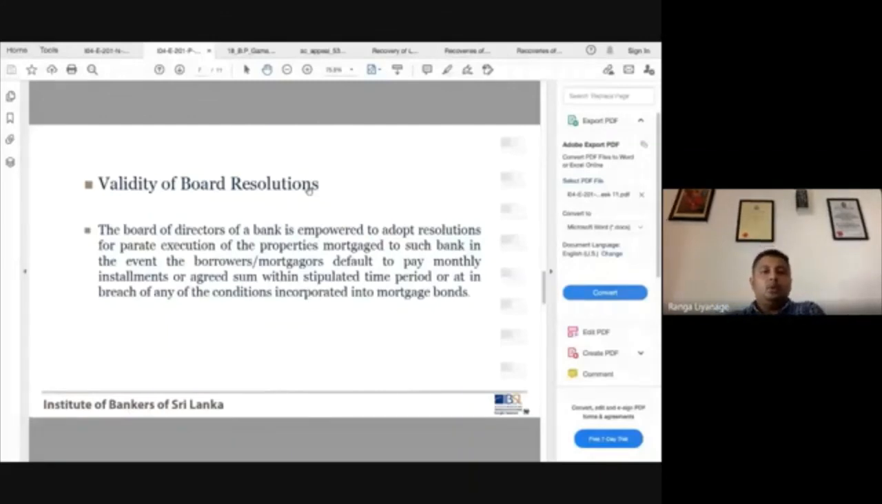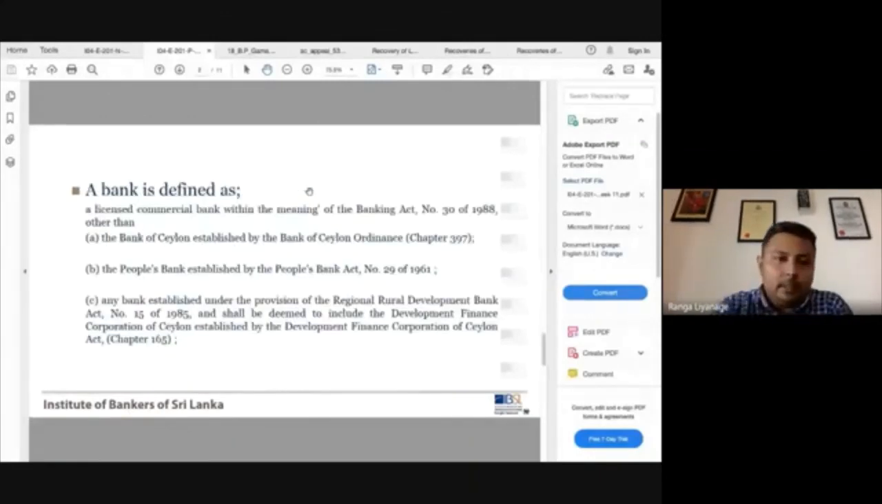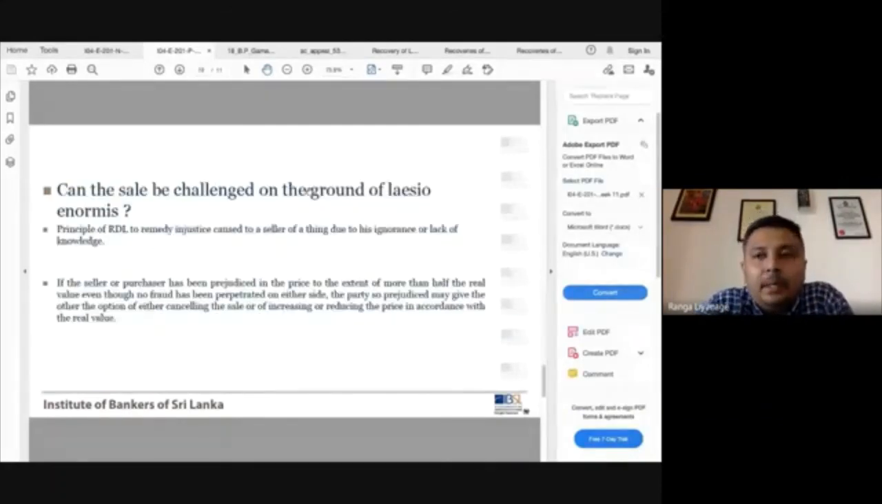Right. So, then there is this legal principle called laesio enormis, right? It's a Roman Dutch law principle. That means if the seller or purchaser of a property has been prejudiced in the price to the extent of more than half of the real value, even though no fraud has been perpetrated on either side, the party of prejudice may give the other the option of either cancelling the sale or of increasing or reducing the price in accordance with the real value, right?